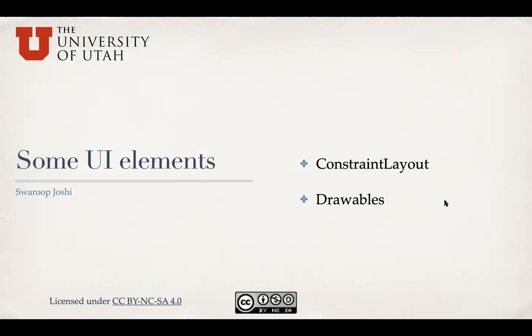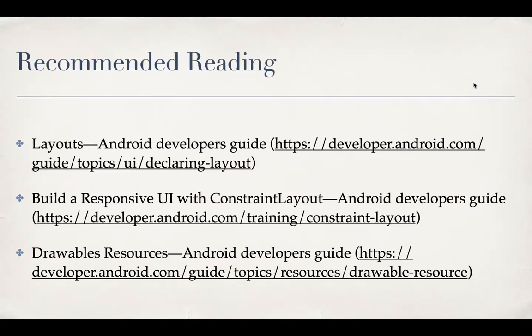So first of all, here are the recommended reading resources, all of them from Android Developer Guide. So layouts, they talk about declaring layouts over here. Then there is a nice page including a couple of videos from the Google people about building a responsive UI with constrained layout. And you have some resources on drawables, of course. Okay, so I'm drawing from these particular pages and adapting it for our apps.